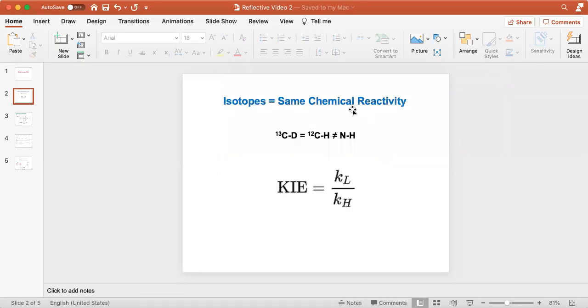We all know that isotopes exhibit the same chemical reactivities, such as carbon-13, carbon-12, and deuterium, hydrogen. They're the same. They have the same electron activity, the same number of protons, the same number of nuclei, and they exist in the same place of the periodic table. So what the carbon-13 deuterium bond does, the carbon-12 hydrogen bond does. However, if we replace the carbon with a nitrogen, then this is a totally different thing.